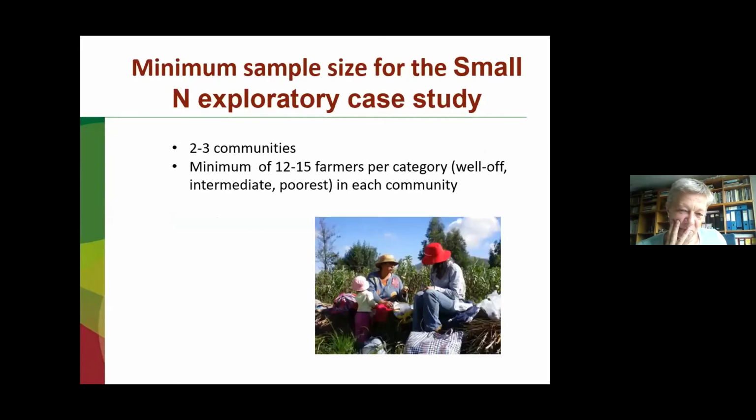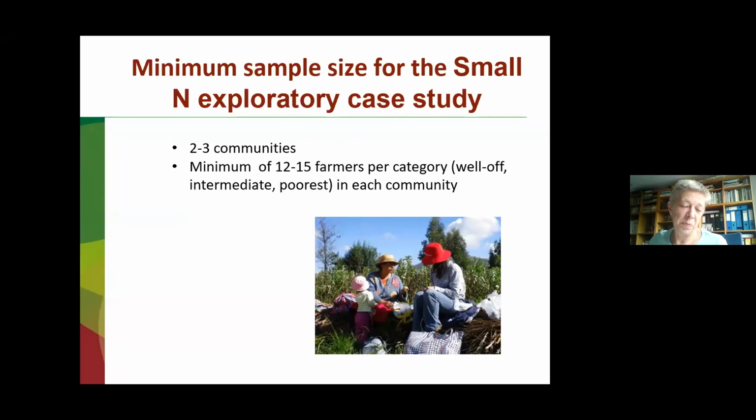The sampling. The study design is exploratory and not representative. So we work with a minimum sampling size and not with a formula that calculates how many farmers need to be interviewed. Typically for this type of study, you sample 2 or 3 communities. Communities are the unit of sampling, because communities form networks of social relations and seed often flows in these social networks.